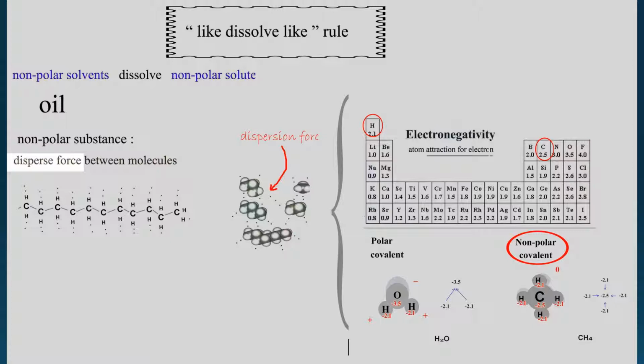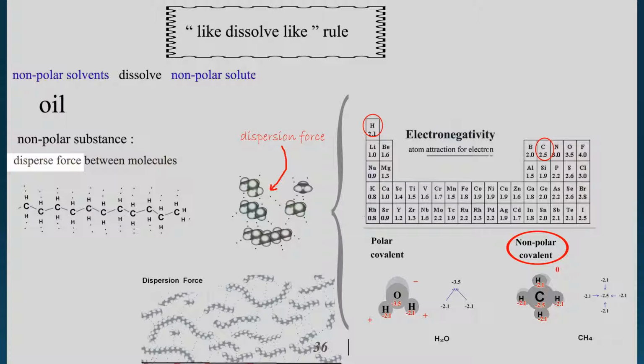So, if you put oil with peanut butter and add petrol, mix it all together, they will all dissolve. Or you add a bit of margarine, add a bit of butter, add a bit of petrol, they will all dissolve together because they are the same kind, the like dissolves like rule.